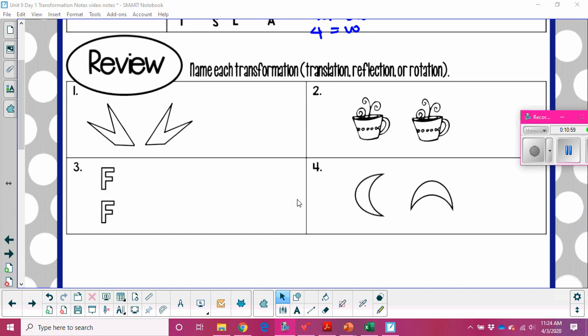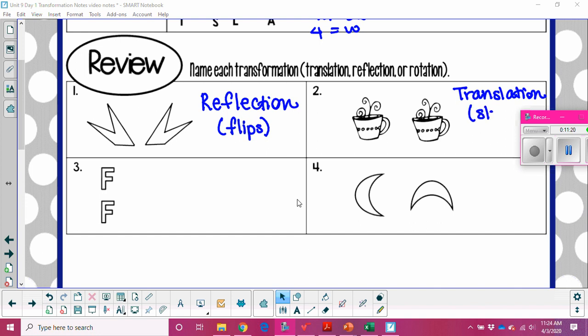Number 1 is a reflection, which just means that it flips. Okay. Number 2 is a translation, meaning it slides. Number 3 is just sliding from here to here. So it too is a translation. And number 4 is a rotation, which is just a turn.